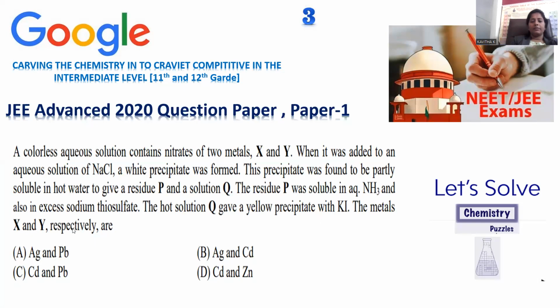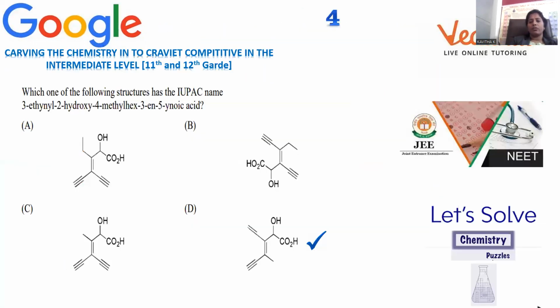So we can clearly mention that the given nitrates of metals are silver and lead. These are able to give the sequence of reactions that they are mentioning. For question number 3, option number A will be the correct answer. Move on to question number 4. Question number 4 is again from IUPAC nomenclature.